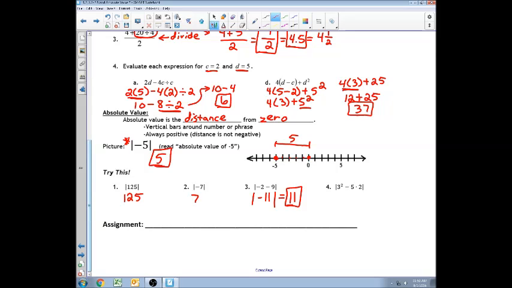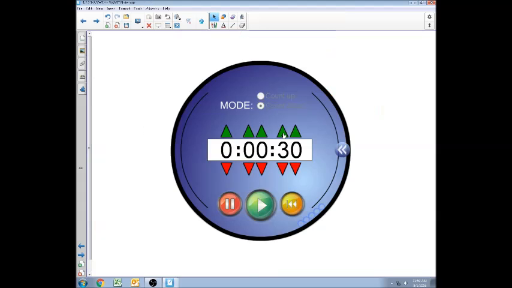Go ahead and try number 4. I will give you about 30 seconds to do so. And the timer has started. Remember your order of operations and then take the absolute value at the end. You can also treat absolute value bars like they are parentheses. They are a grouping symbol. So if we ever have an absolute value and then other numbers outside of it, you want to make sure you take care of the absolute value first.